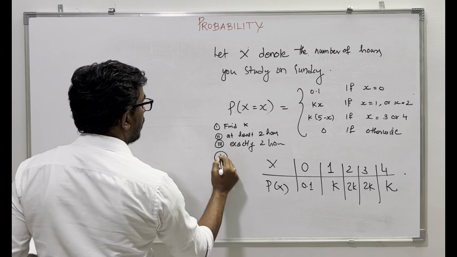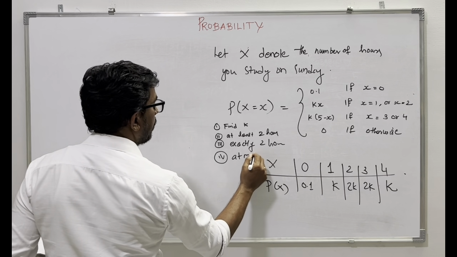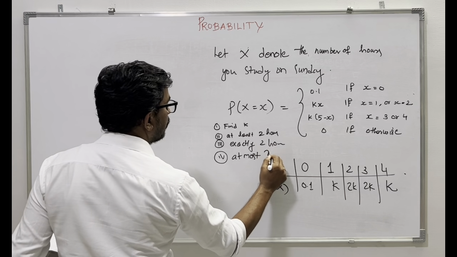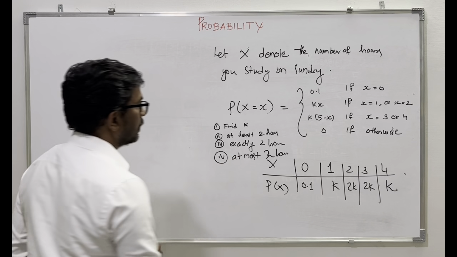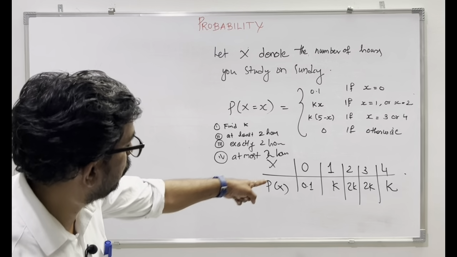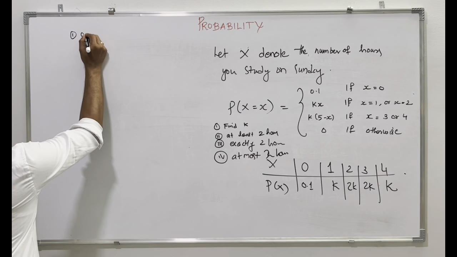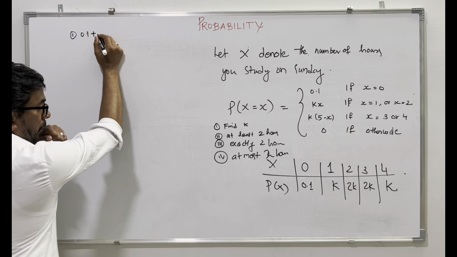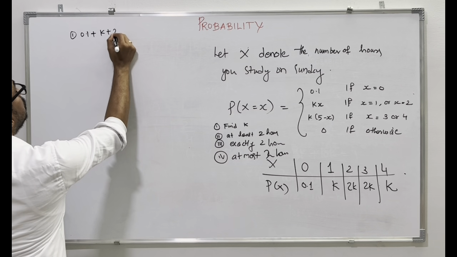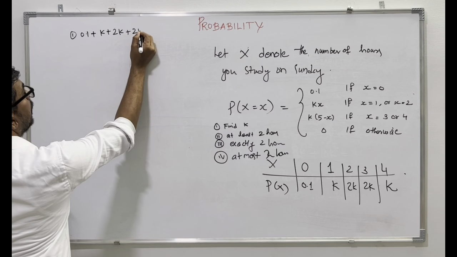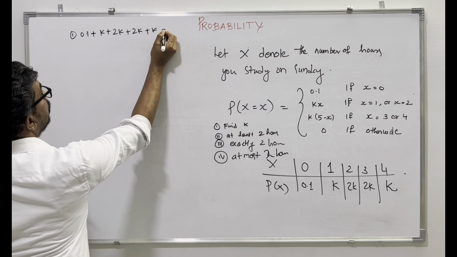Fourth question, at most 4 hours. At most 2 hours. These are the questions. So find the value of k. Let us do finding the value of k. So first question answer is 0.1 plus k plus 2k plus 2k plus k equal to 1.